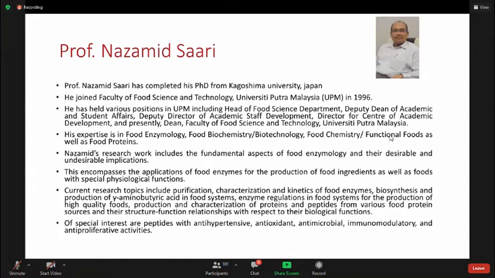Current research topics of his research group include purification, characterization, and kinetics of food enzymes, biosynthesis and production of gamma-aminobutyric acid in food systems, enzyme regulation in food systems for the production of high quality foods, and production and characterization of proteins and peptides from various food protein sources, and their structure-function relationship with respect to their biological functionalities. His special research interests include peptides with antihypertensive, antioxidant, and antimicrobial activities.